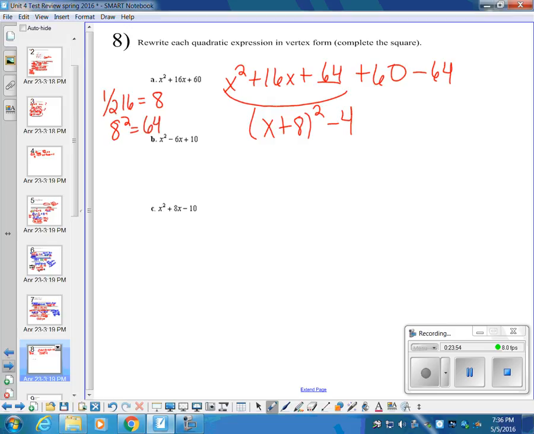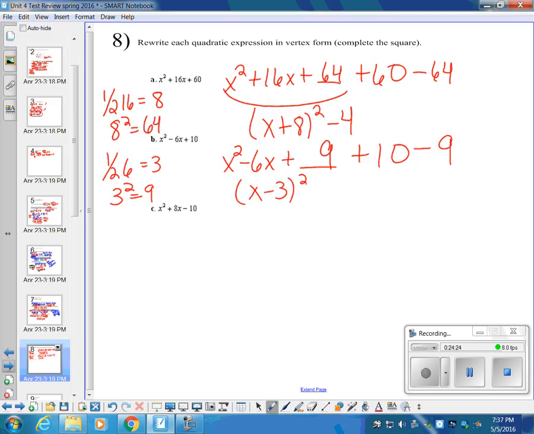From that, you could easily get the vertex, negative 8, negative 4, but it doesn't ask you for that. Okay, next we got x squared minus 6x plus blank plus 10. Half of 6 is 3. 3 squared is 9. Add 9, subtract 9. X minus 3 squared, no, plus 1. 10 minus 9 is 1. Again, vertex would be opposite of this, so it'd be 3 and 1.